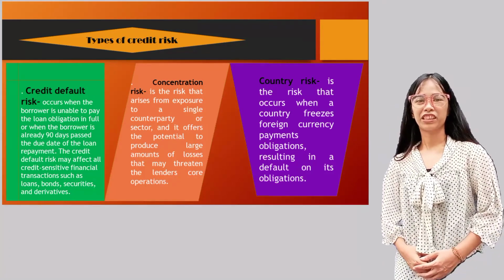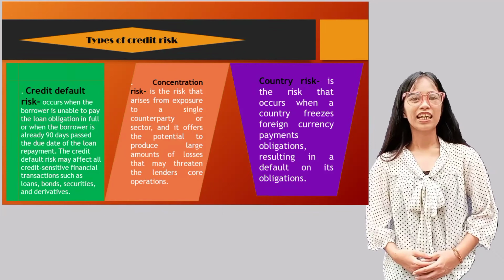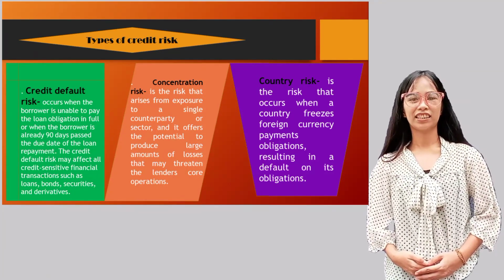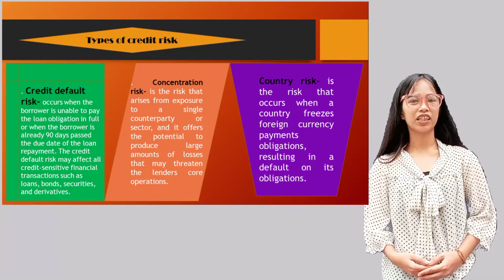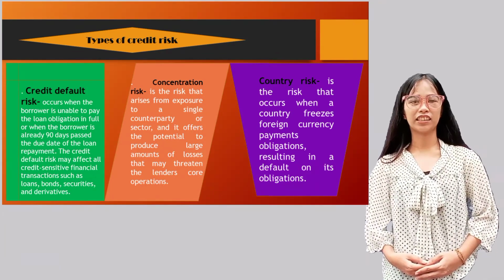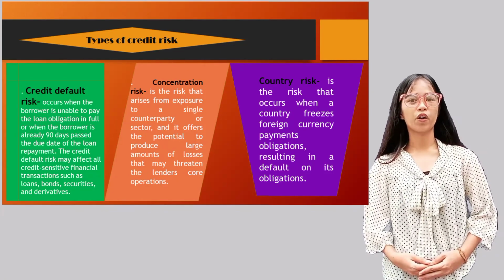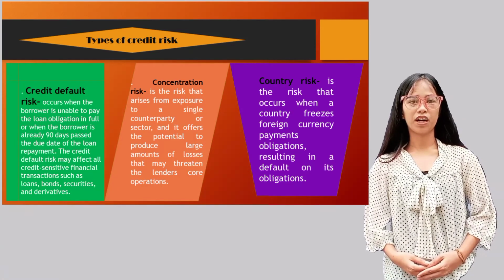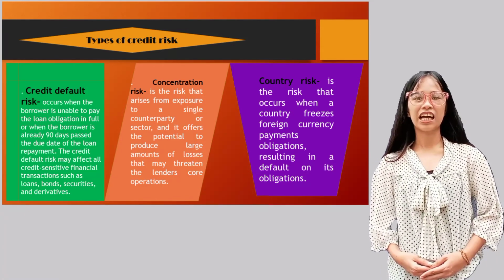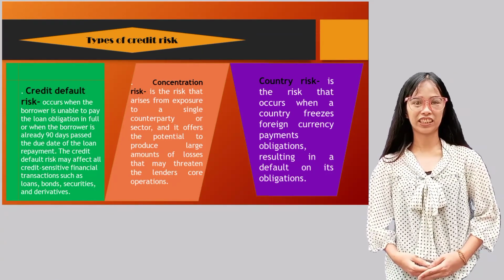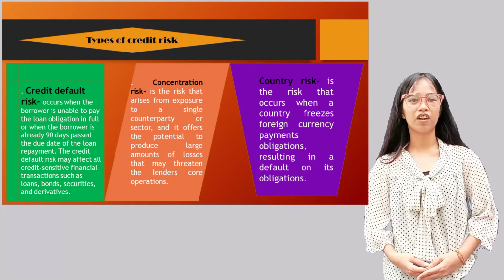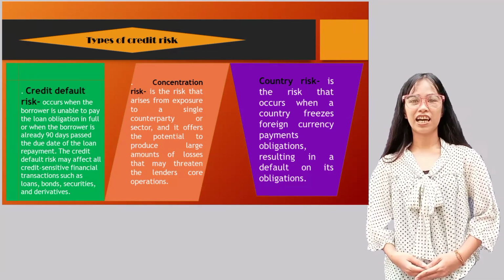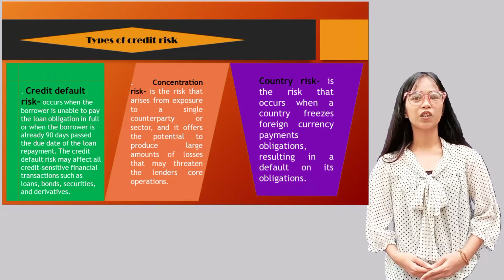The second type of credit risk is concentration risk. It is the risk that arises from exposure to a single counterparty or sector, and it offers the potential to produce large amounts of losses that may threaten the lender's core operations. For example, a corporate borrower who relies on one major buyer for its main products has a high level of concentration risk and has the potential to incur a large amount of losses if the main buyer stops buying their products. And the last type of credit risk is country risk.